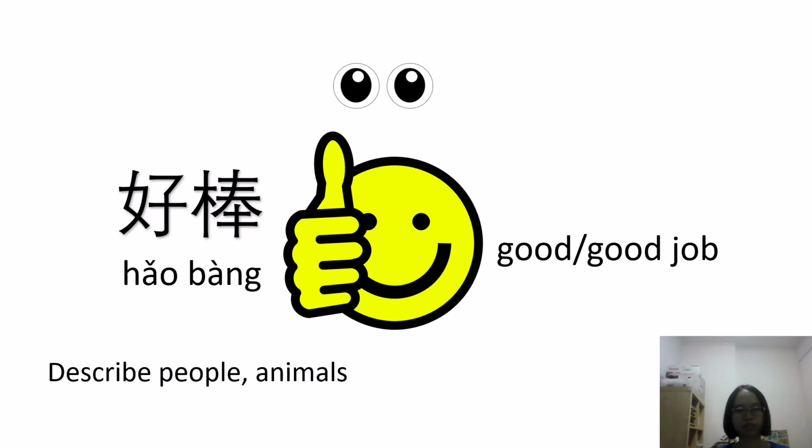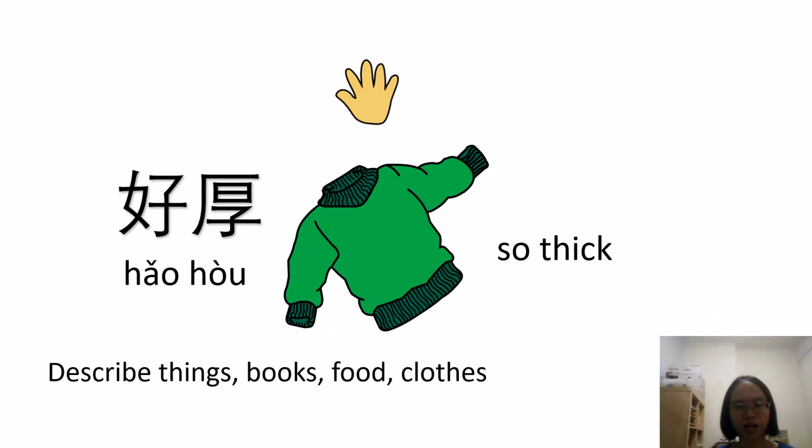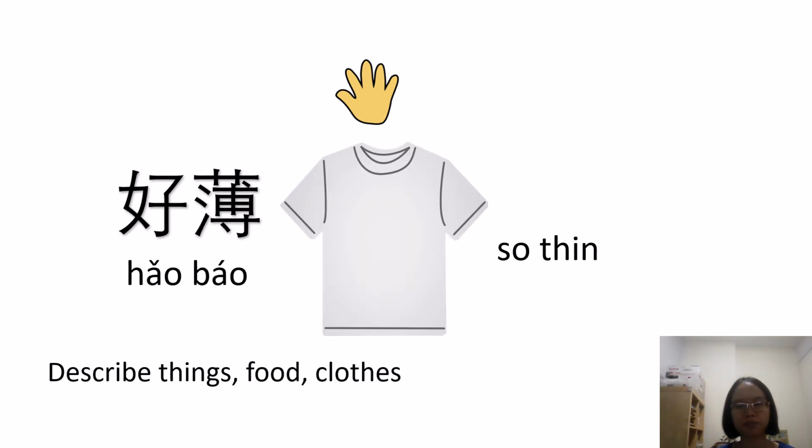How Bang, good or good job. How Bang describes people or animals. How Ho, so thick. How Ho describes things, books, food, or clothes. How Bao, so thin. How Bao describes things, food, or clothes.